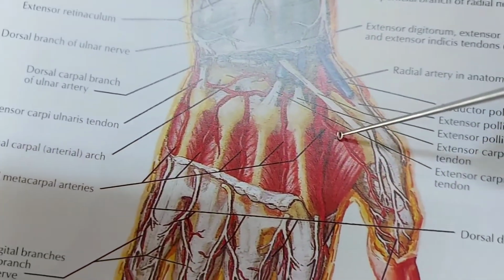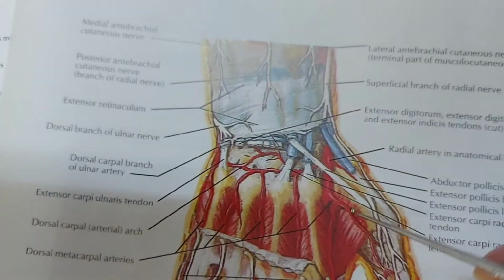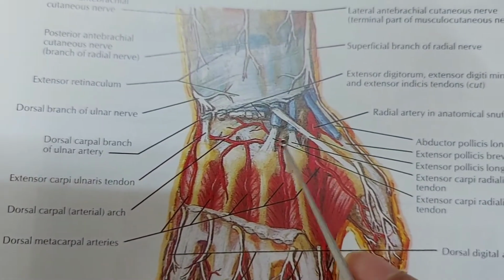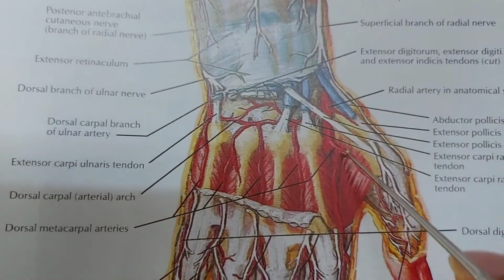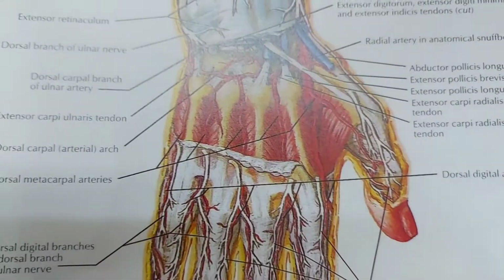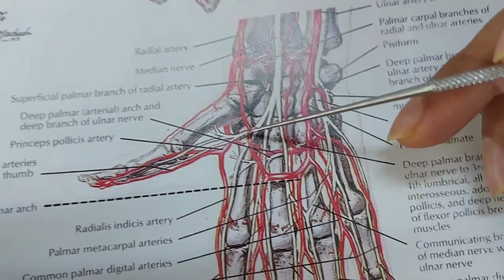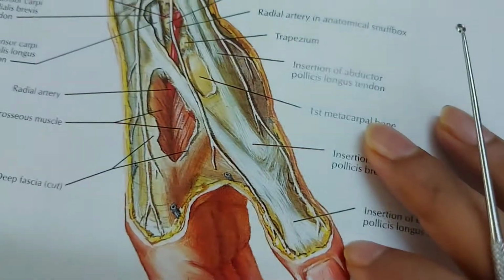This is the first dorsal metacarpal artery. So on the back side there are two arteries: the dorsal carpal artery and the first dorsal metacarpal artery. These two arteries are on the back side, and these are the arteries on the front side. And above there is the recurrent radial artery. These are the branches of the radial artery.